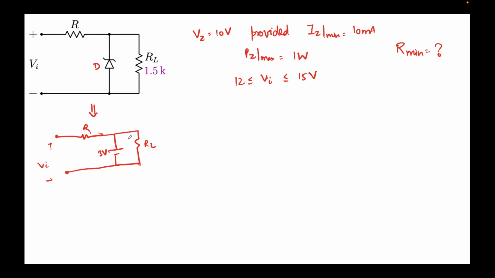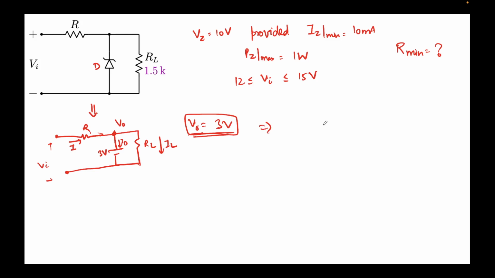So let's assume this node to be V0, right? And you can clearly see that in this circuit V0 equals the Zener voltage. Let's assume this current is IL, this current is I, and the current flowing over here is ID. Okay, so this is the first piece of information that we have.